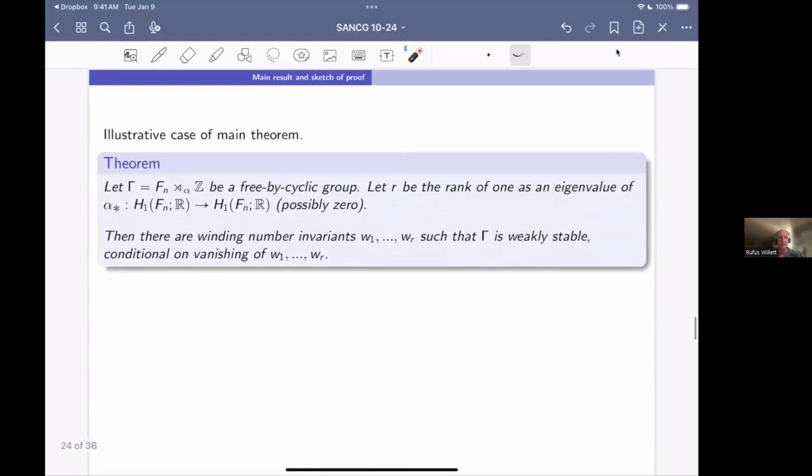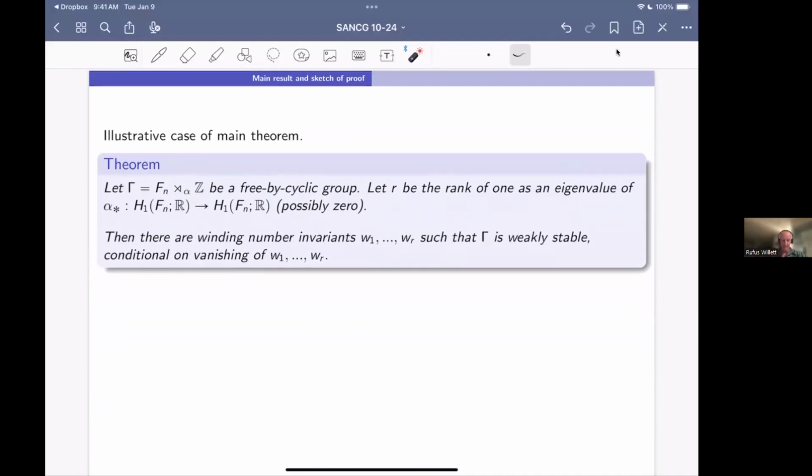So I won't state the main theorem in full generality. I'll say a little bit more about that at the end, but the point of most of what I'm saying is to do things for non-amenable groups. All the previous work was for amenable groups, and I want to do things in the non-amenable setting. About the simplest case that we can deal with is something like this.